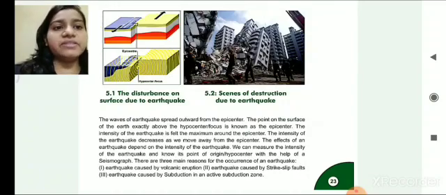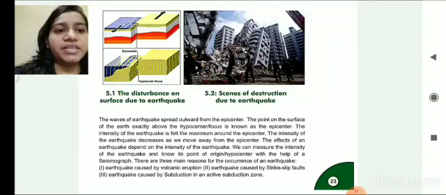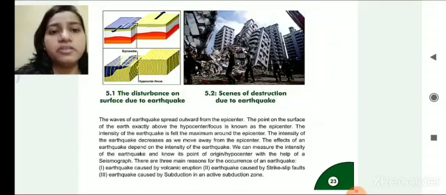There are three main reasons for the occurrence of an earthquake. The first one is earthquake due to volcanic eruption. That means with the increase in the pressure when the volcano erupts in the interiors of the earth, earthquake can be experienced. Second one is earthquake caused by strike slip faults. That means due to the plates movement inside the earth. That means when the plates strike or slip from each other, hence the disturbance is caused on the surface of the earth, and it can be considered as earthquake.